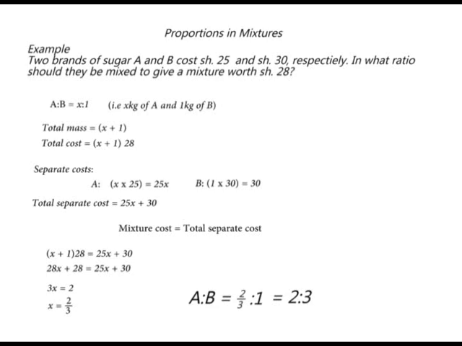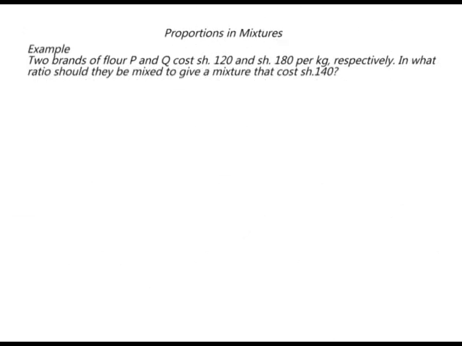Another example. Two brands of flour P and Q cost 120 shillings per kilogram and 180 shillings per kilogram. In what ratio should they be mixed in order to produce a mixture that will cost 140 shillings per kilogram? We choose a ratio with 1 and a random x. So we say P to Q is equal to x to 1.